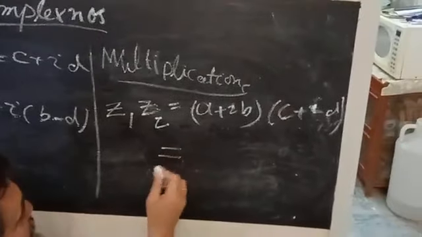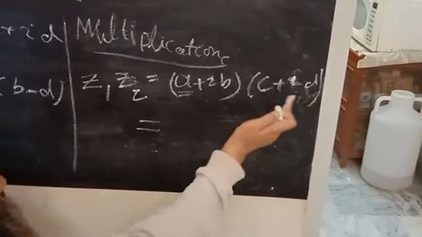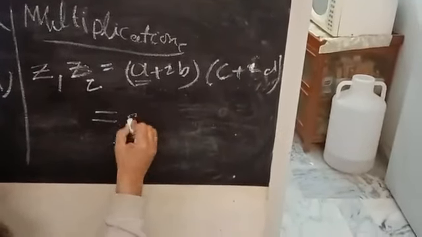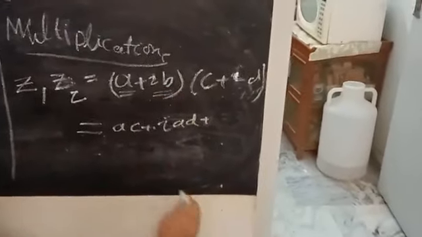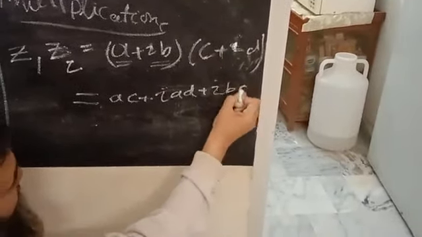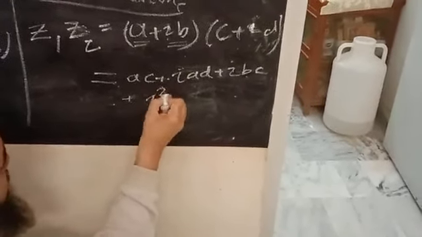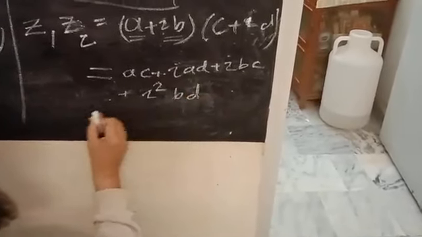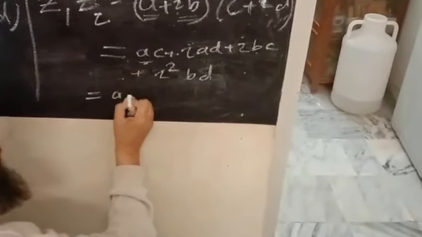So now we multiply. First we multiply A with C and iota D. We will get AC plus iota AD plus, now we start iota B into C, which is iota BC, because they are two real numbers, they will multiply and stay as they are, plus iota into iota is equal to iota square BD. So this will be AC.